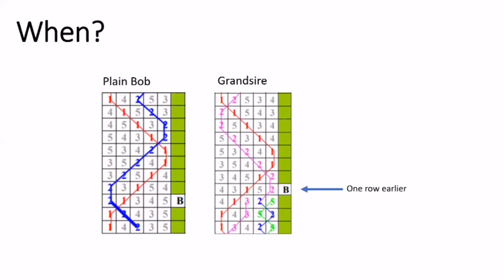Grandsire Doubles, as we saw earlier, is slightly different. The bob affects the bells 1 row earlier, just before the lead end, and so our call is made when the treble is in thirds place at handstroke. That's 1 blow earlier.